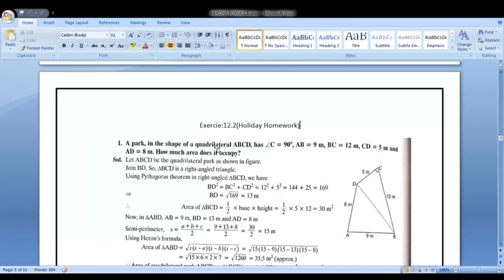A park is in the shape of a quadrilateral ABCD. Hope you all know the meaning of a quadrilateral, any shape which has four sides. Here he has not mentioned whether it's a parallelogram, square, rhombus, or trapezium. He has just said ABCD, and one of the angles is 90 degrees at C. So when we draw the figure, we should show 90 degrees at C, and the other measurements are given.